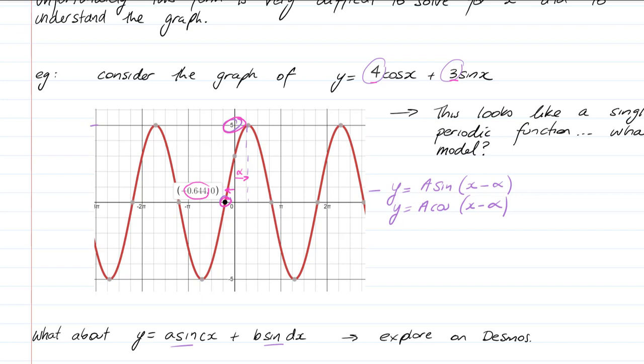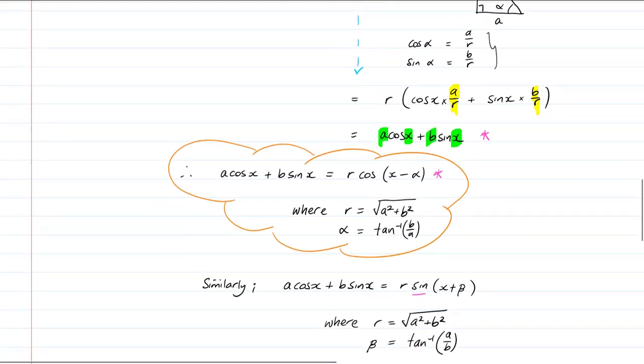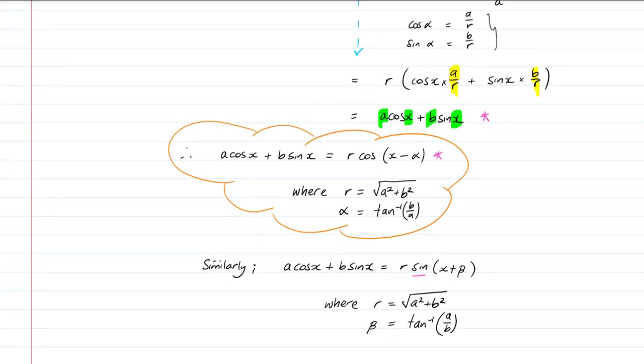So I reckon that if you do a little bit of tan inverse of a over b, 4 over 3, you're going to get 0.644 approximately. So there's our result and the concept.